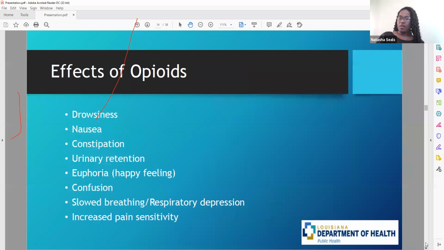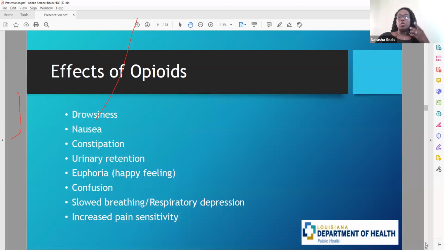So now let's look at some of the effects of opioids. It's just a brief refresher. You have drowsiness, nausea, constipation. So remember, it's not just working in the place where the pain is. It's also working in your digestive tract, so you're going to see things like constipation and urinary retention. It works in your brain and your spinal cord, so in comes the euphoria, those happy feelings, and confusion. It causes slow breathing. It causes respiratory depression, which is a great concern for us.